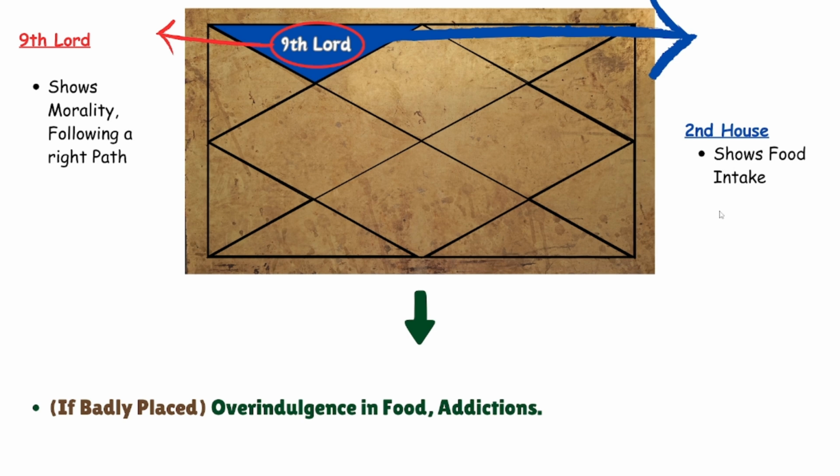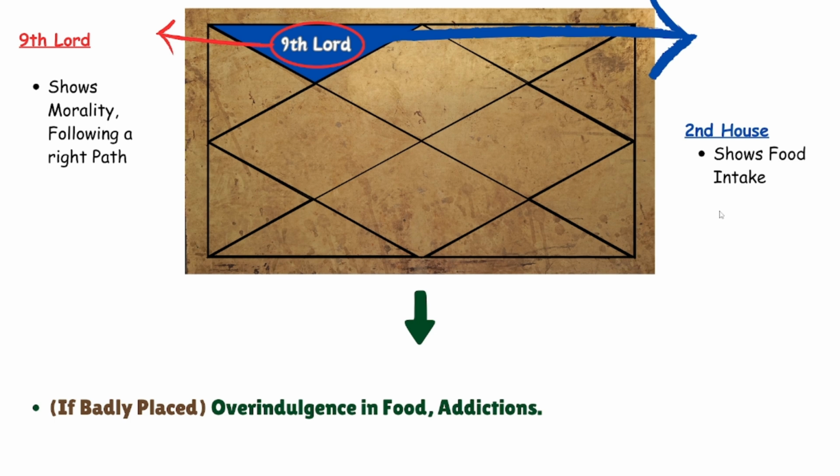Now, the ninth lord shows morality, following the right path, and the second house shows one's food intake. So, if it is well placed, then it shows that right from childhood you are getting very nourishing food, which is good for your body. But if it is badly placed, then you will become a little negligent towards the food that you are eating, which can cause indulgence.